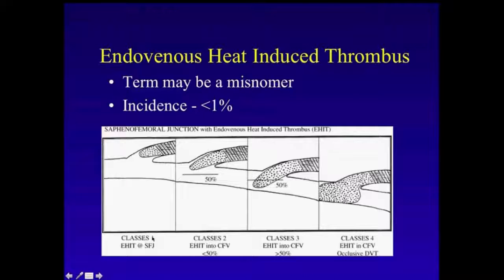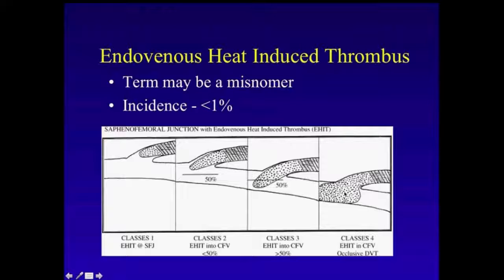Again, this is relatively rare. The one I showed you before may have been somewhere between class 1 and class 2. Class 1 extends up to, but not into, the femoral vein or the popliteal vein from either the great saphenous vein or small saphenous vein. EHIT 2 is one that extends into the parent deep vein, but only occludes about 50% of the lumen. EHIT 3, more than 50% of the lumen, and EHIT 4 is an occlusive DVT.